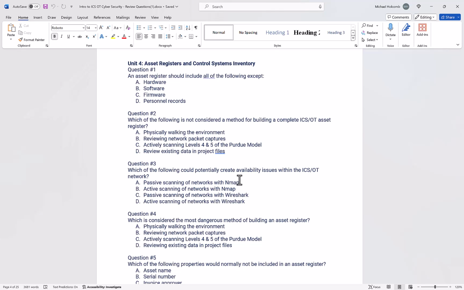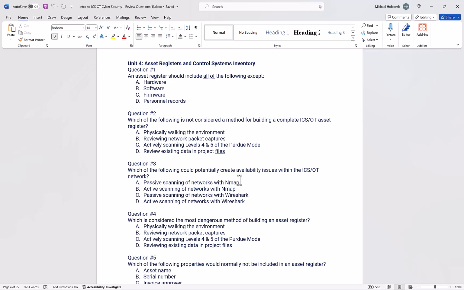Question 3, which of the following could potentially create availability issues within the ICS OT network? This is the one where you talk about, while this is not as much the case in current and greenfield environments today, we still are usually abundantly and overly cautious. So we never want to perform active scanning of ICS or OT networks with Nmap, right, the network scanner.